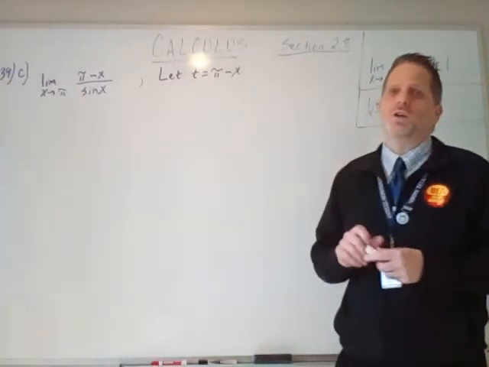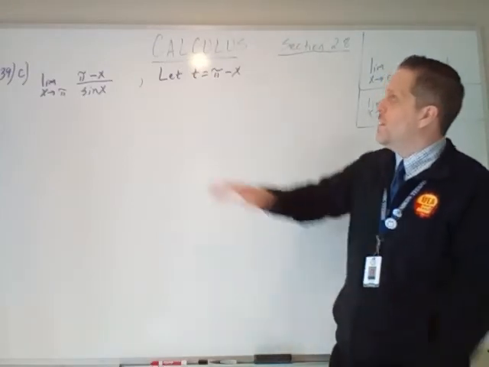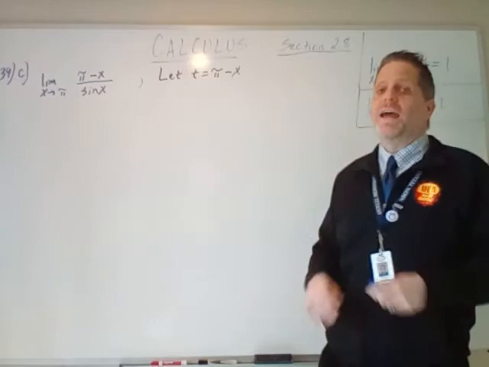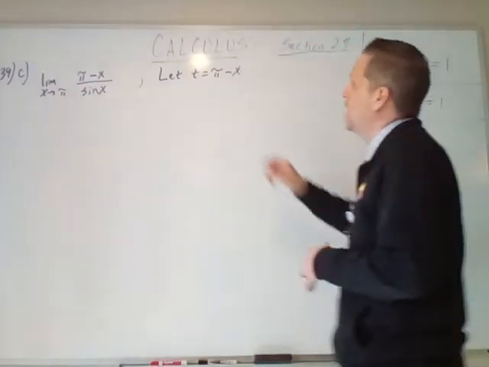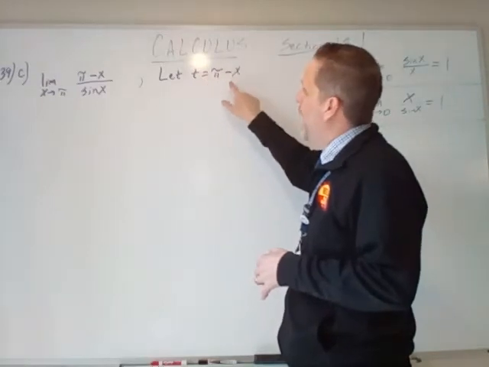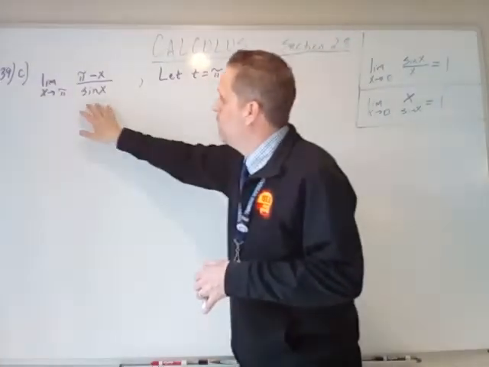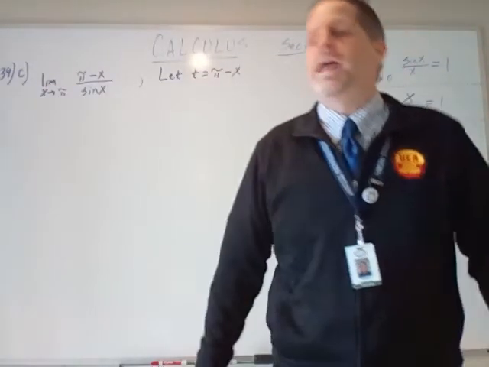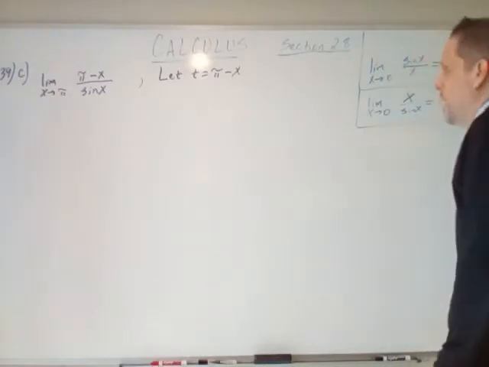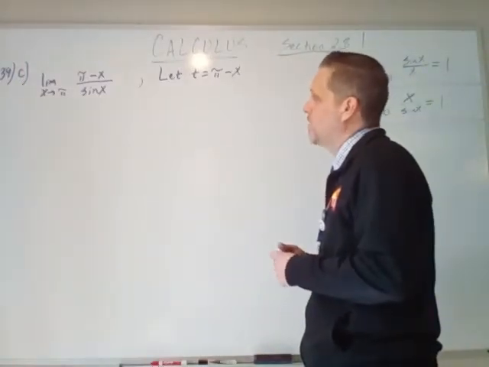Now in this problem, we're going to approach it a little more formally because they want us to use a let statement. And a let statement defines a variable that's not present in the problem. So this let statement is t equals pi minus x. That means that in our original problem, we're going to convert everything that has an x in it over to t. And that includes the constraint on the limit. As x approaches pi, we have to figure out where t is going.